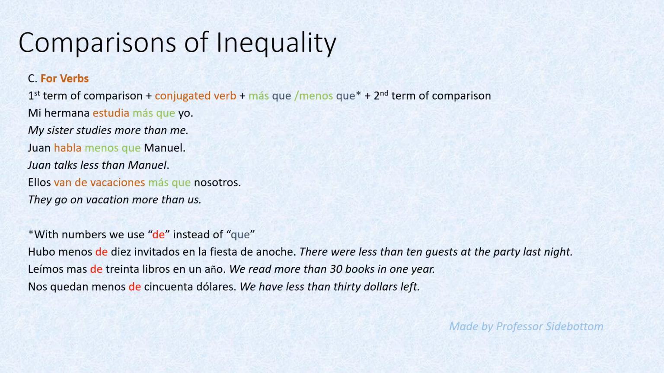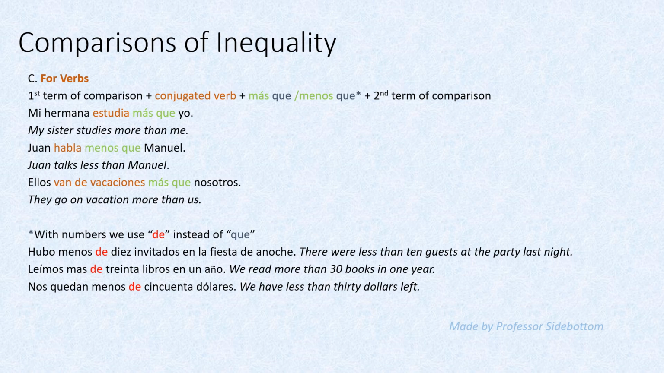Now let's talk about comparisons of inequality for verbs. For verbs, we use the following formula: first term of comparison plus conjugated verb plus más que or menos que plus second term of comparison. Here are some examples. Mi hermana estudia más que yo. My sister studies more than me.